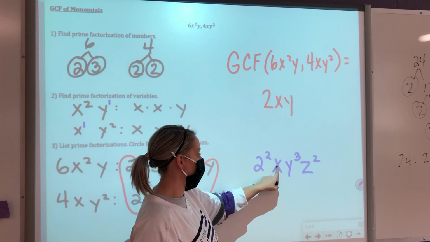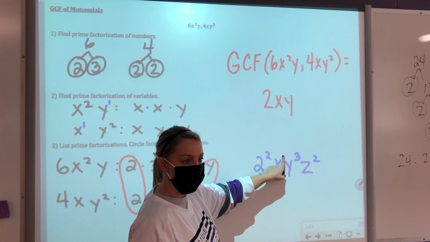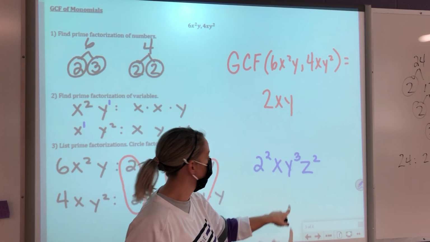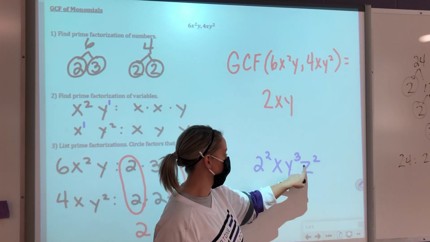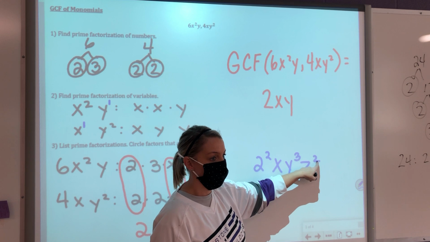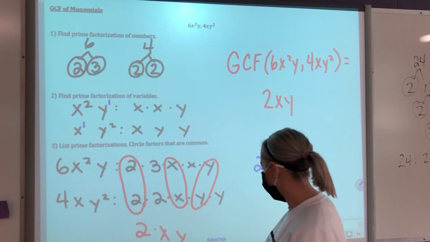Okay? This is x. Does it have anything with it? No. Okay, so that's an x by itself. This is y to the third. So how many y's would I need? 3. Okay, and then I have z squared. So how many would I need? 2. Okay, now, here's another thing.